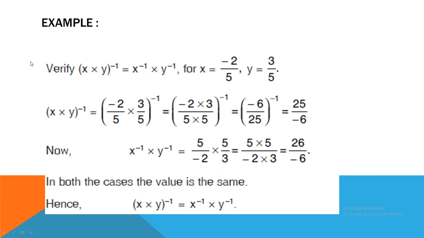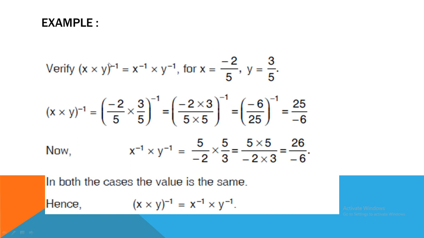Now, let's take one more example. This type of question also comes for reciprocal. Let's understand this. Verify that if you have two rational numbers x and y, you have to find its product and then you have to find its reciprocal.